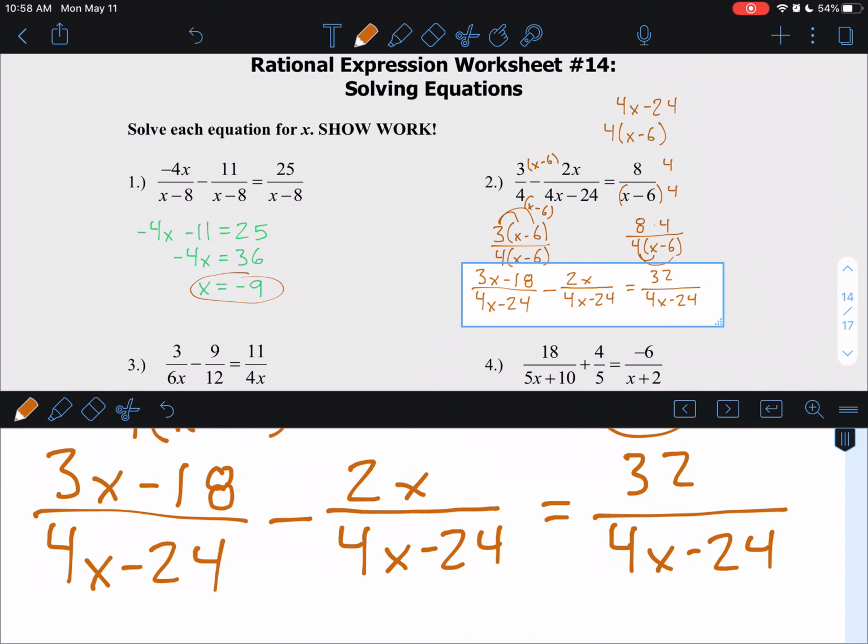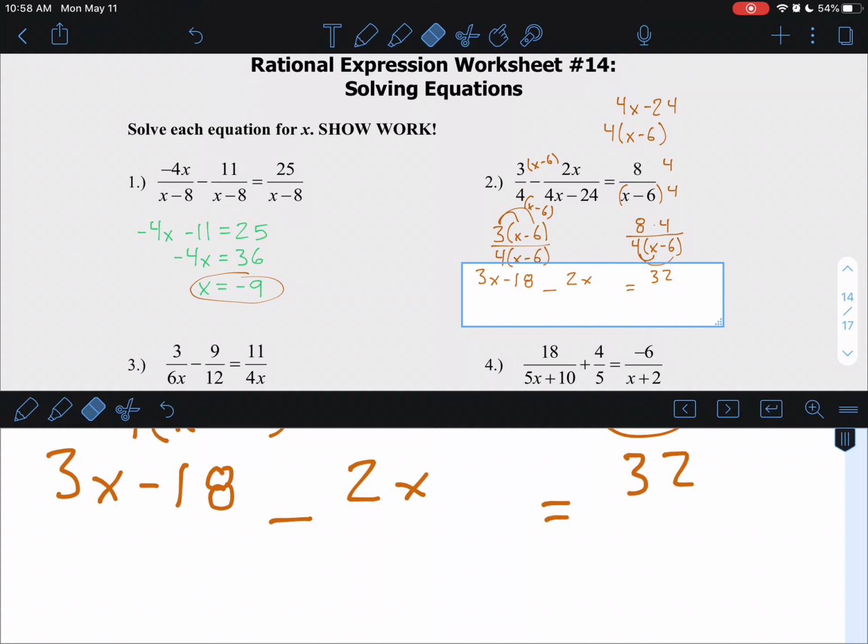So now I have an equation, and all 3 fractions here have that same denominator, and I can just go ahead and solve it now. So I can get rid of the denominators now that it's like this. I'll just go straight across and erase my denominators. Okay, so I have 3x minus 18 minus 2x equals 32.